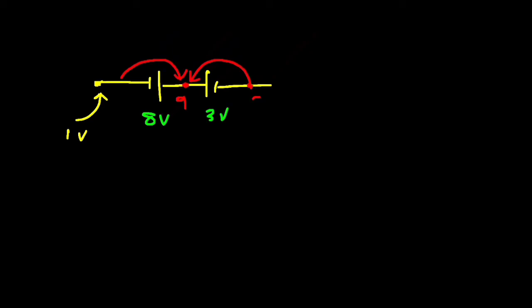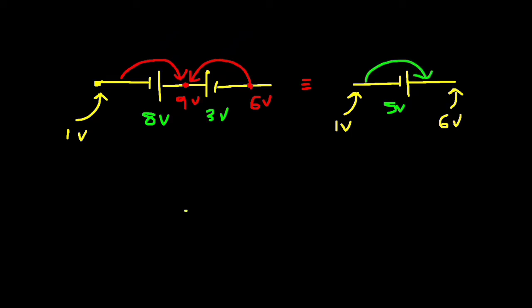Let us try finding the equivalent. You need a battery that could up the potential from 1 volt to 6 volts. Therefore, you should have been using a 5 volt battery. Thus, it's clear that when you have batteries connected in opposite directions, the equivalent is found by deducting one from the other. Let's look at our last example.